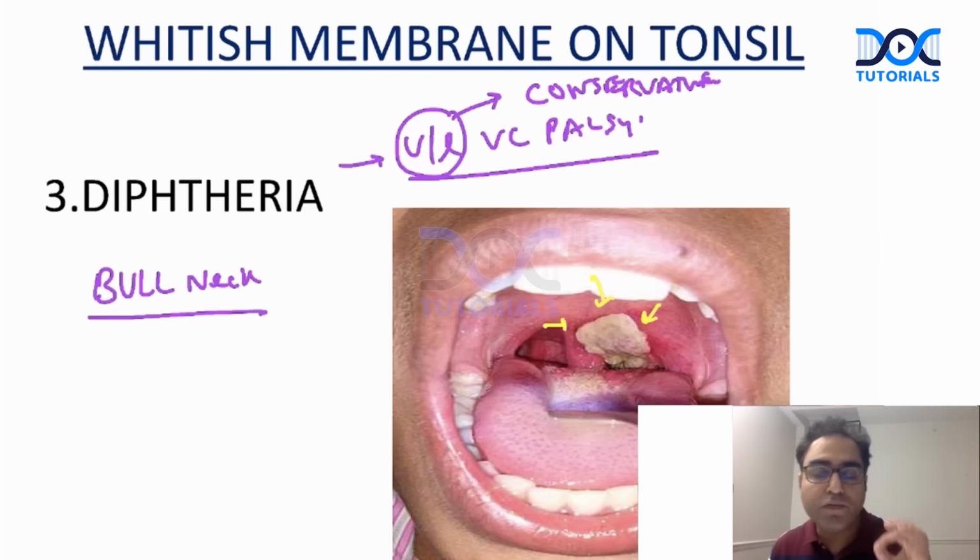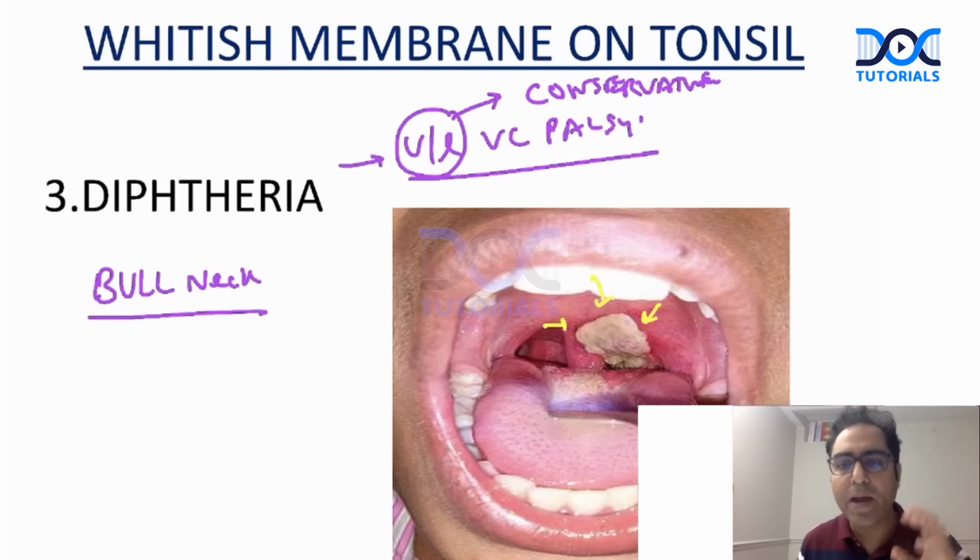The treatment of choice for unilateral vocal cord paralysis is conservative, because there should be a time of 6 months for spontaneous recovery. So that's what we keep in mind. Diphtheria can cause single-sided cord paralysis also. What is the best treatment for that? It's a wait and watch policy.